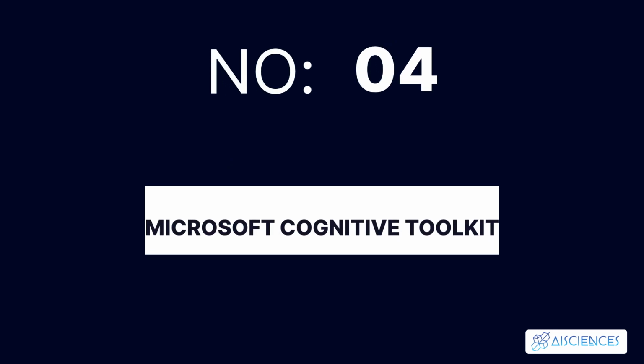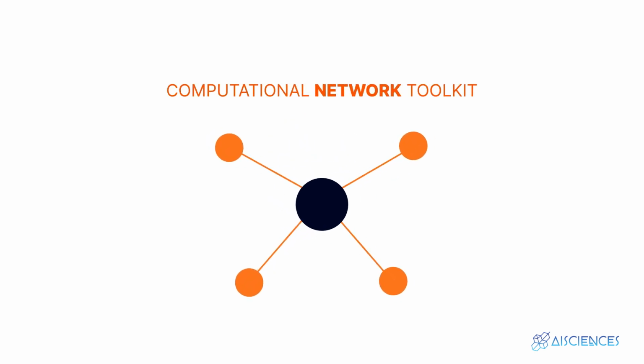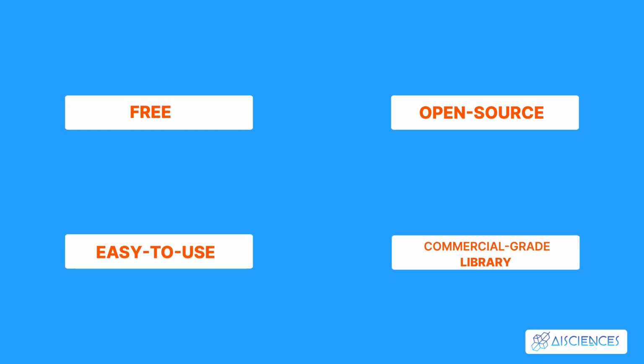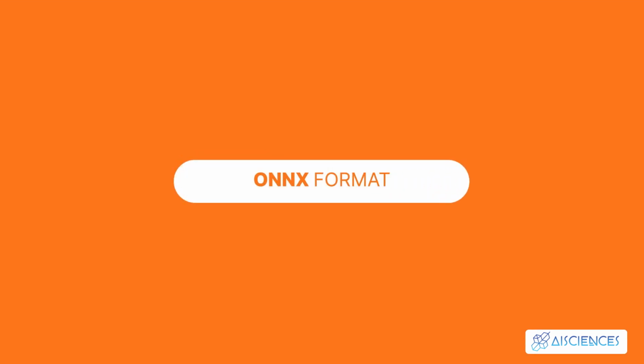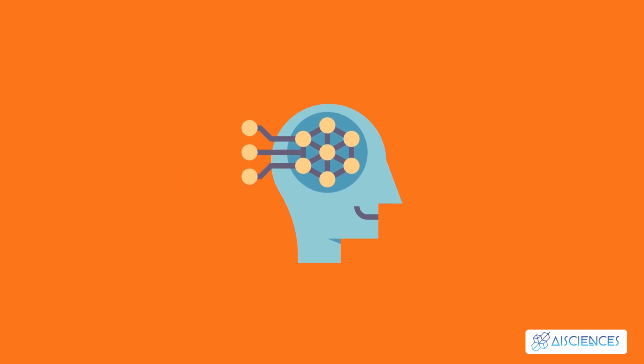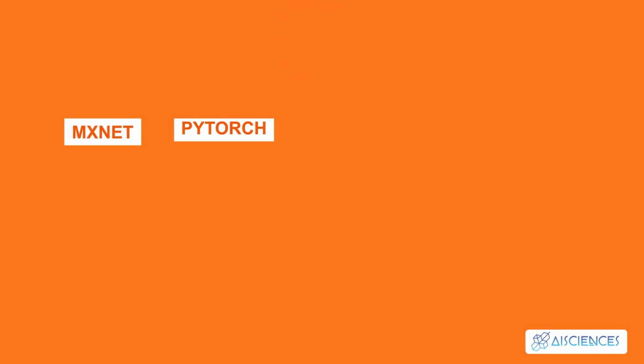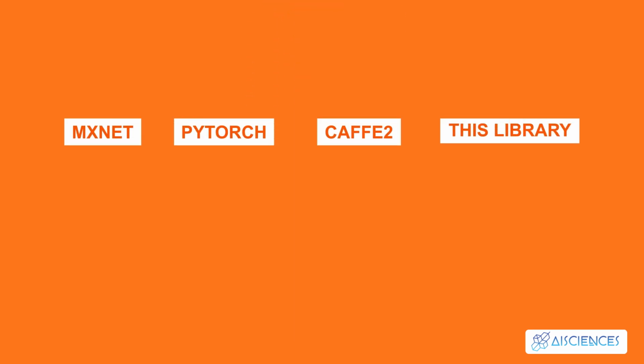Number 4. Microsoft Cognitive Toolkit. Microsoft Cognitive Toolkit, or CNTK, was previously known as the Computational Network Toolkit. This free, open-source, easy-to-use, commercial-grade library enables you to train DL algorithms to learn just like the human brain. Since this deep learning library supports the ONNX format, you can move machine learning models seamlessly between MXNET, PyTorch, Caffe2, this library, and other DL platforms.